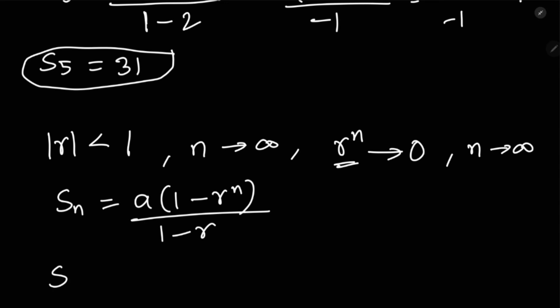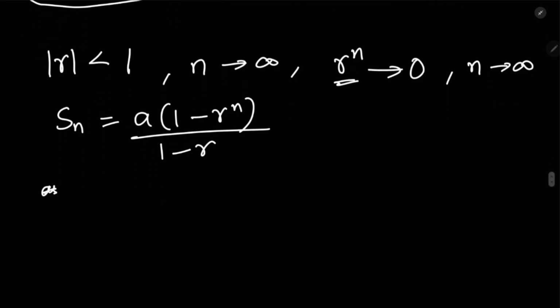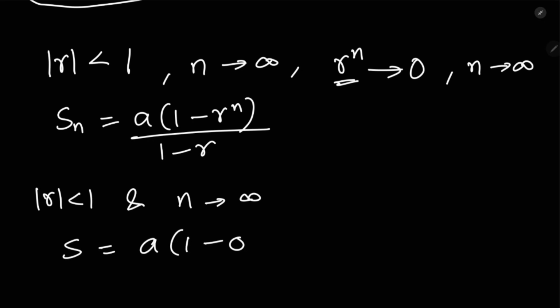So I'll write S as, okay, let me be explicit here. r is less than 1 and n tends to infinity, then the sum will be a times 1 minus 0, because this goes to 0 as n tends to infinity, upon 1 minus r. So this is nothing but a by 1 minus r. So this is the sum of an infinite number of terms of a geometric progression whose ratio is less than 1.